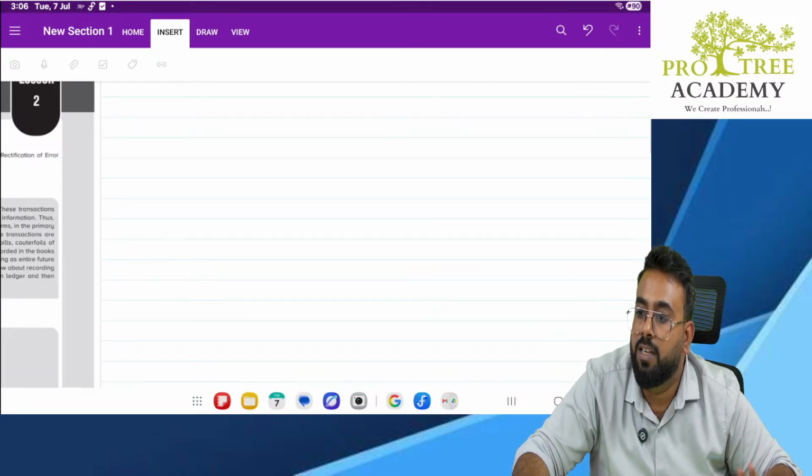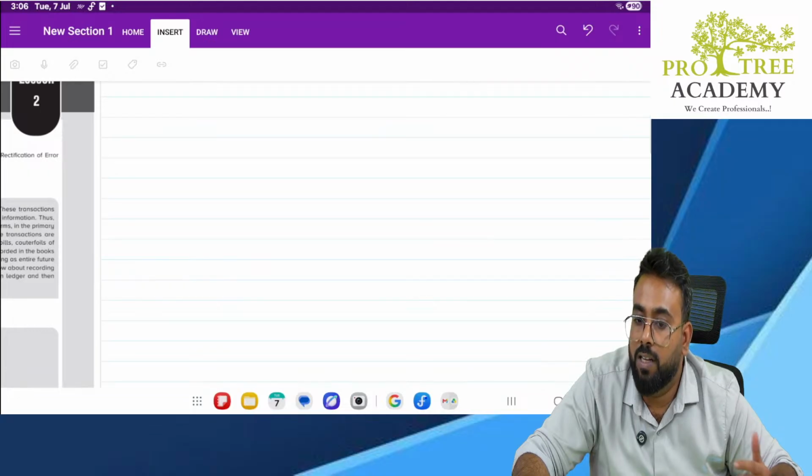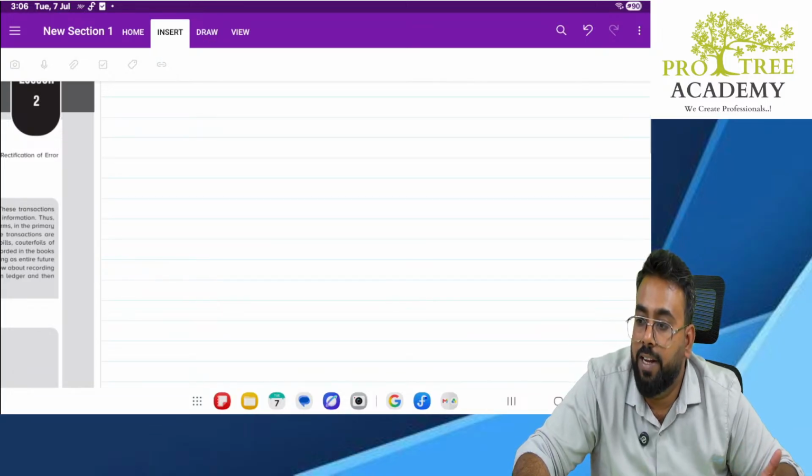Clear? Next. What are the components of financial statement? Balance sheet, P&L, cash flow statement, notes to accounts. Correct? Next. Qualitative characteristics of financial statement: understandability, reliability, relevance, comparability. Clear? These are the qualitative characteristics of financial statement.